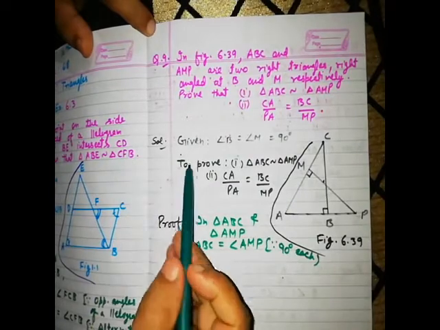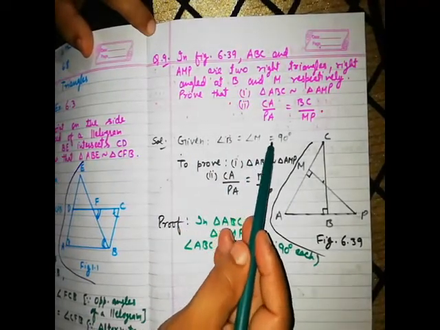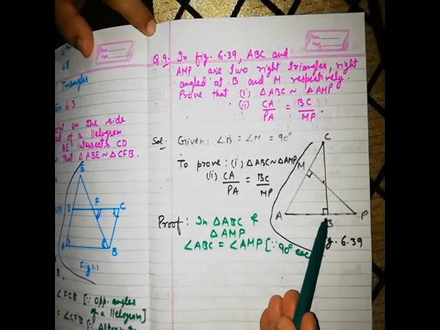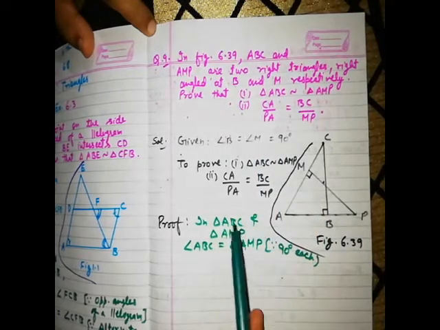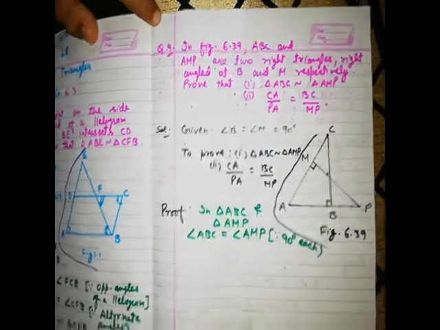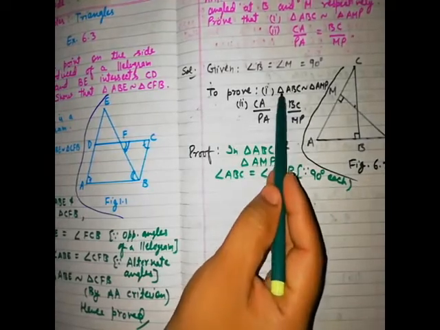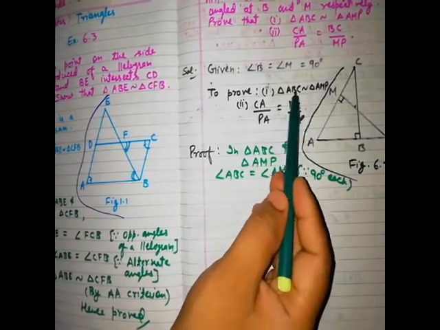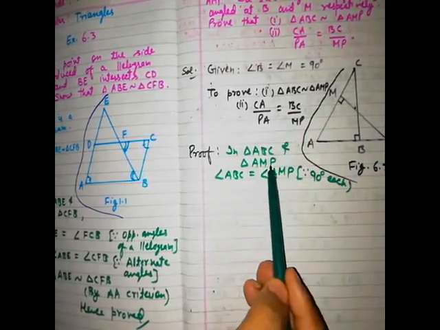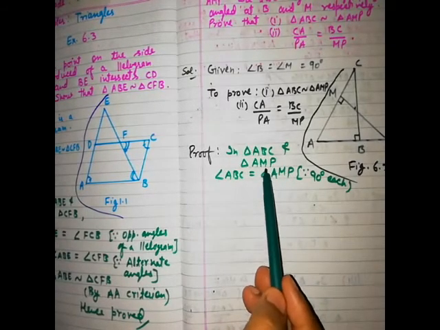So in given we will be writing angle B equal to angle M equal to 90 degrees. This is given because angle B and angle M are given to be right angles, and in to prove we will be writing these two parts, and in proof we will be taking these two triangles which we have to prove similar, triangle ABC and triangle AMP. We will be proving these triangles similar by AA criterion.